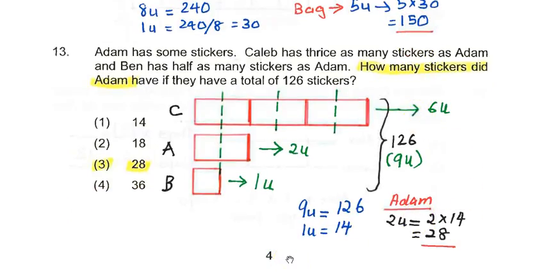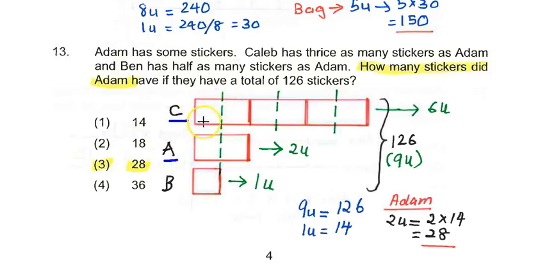Caleb has thrice as many stickers as Adam, and Ben has half as many stickers as Adam. Let's take a look, see whether we understand this. Let me put it into another color, maybe the blue. Caleb has thrice as many stickers as Adam. Talk about the relationship between Caleb and Adam.